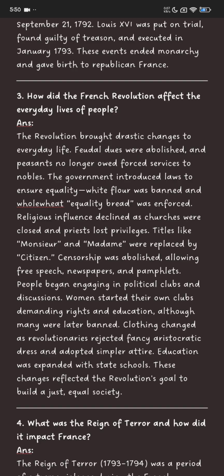Censorship was abolished, allowing free speech, newspapers, and pamphlets. People began engaging in political clubs and discussions. Women started their own clubs demanding rights and education, although many were later banned. Clothing changed as revolutionaries rejected fancy aristocratic dress and adopted simpler attire.